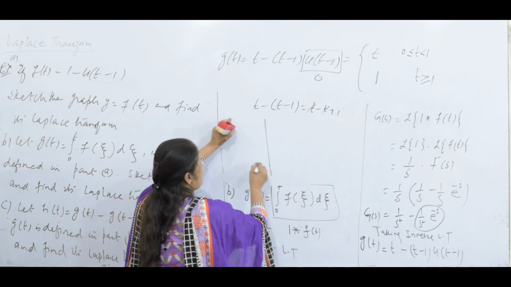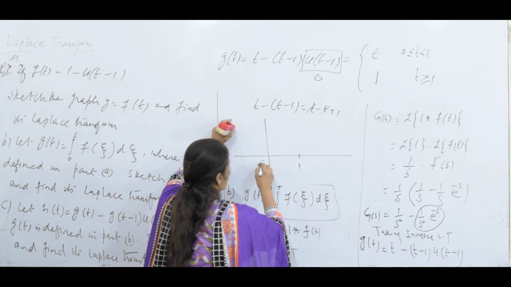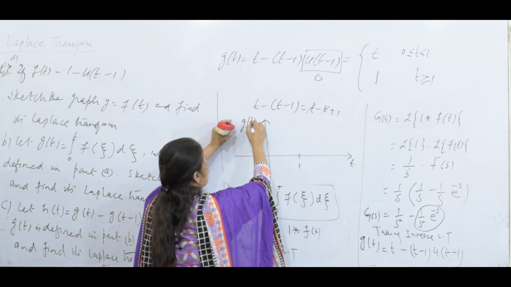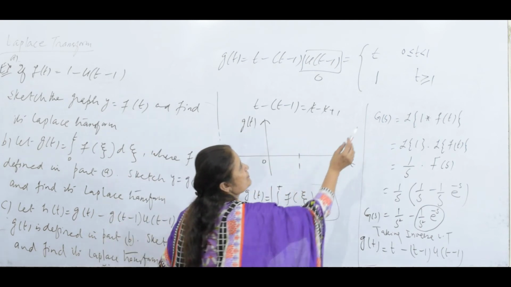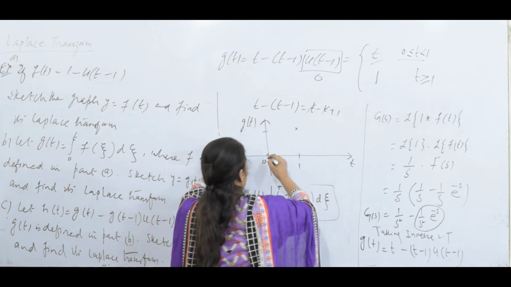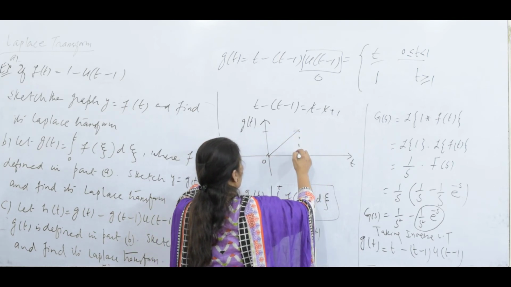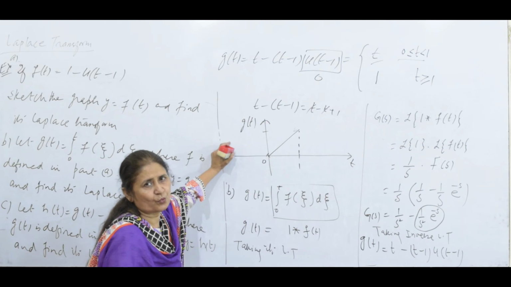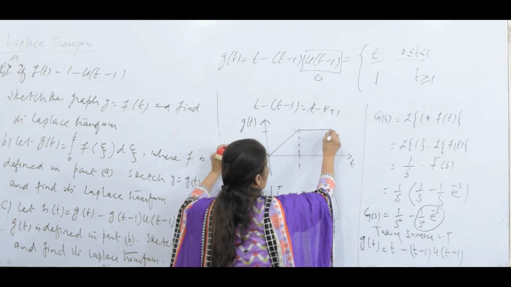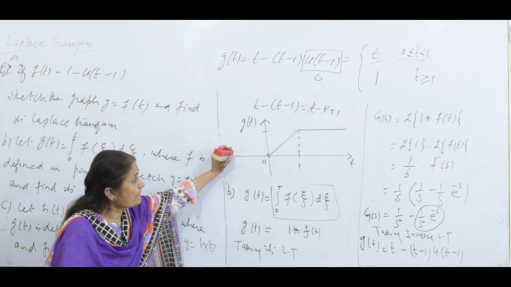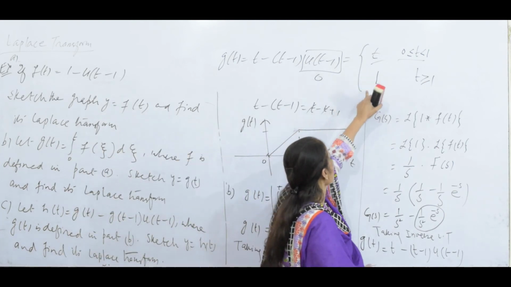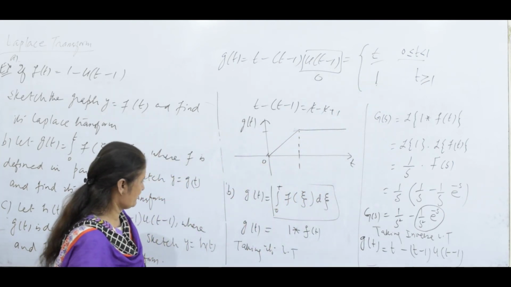So if you sketch, this is 1, 0 and this is t. And this is your g of t you are sketching this time. When t lies between 0 and 1, it is t. 0, 0 and it is 1. A linear function like this, and for t greater than or equal to 1, the value of the function is 1, which is this. So a ramp function is there like this, t and 1. This is a ramp function you have defined.